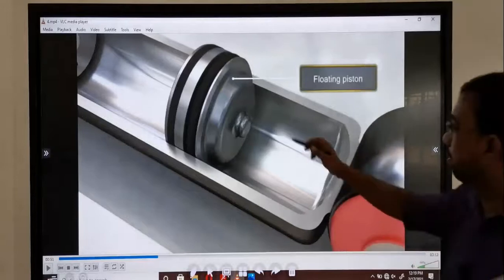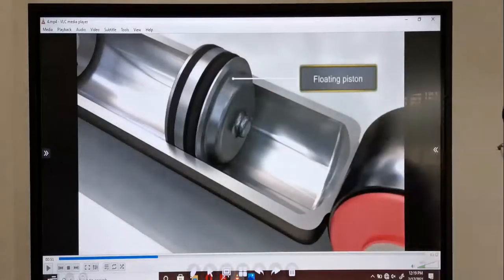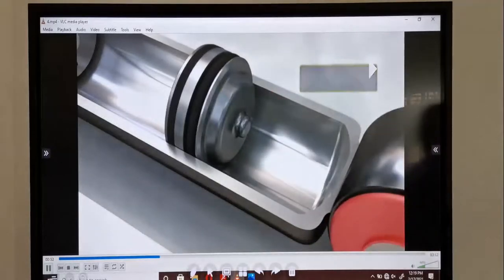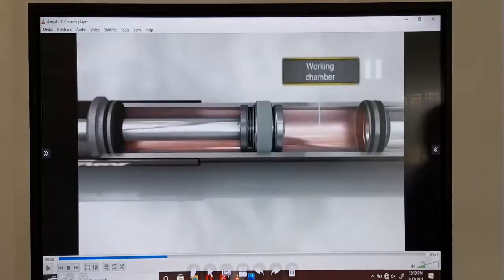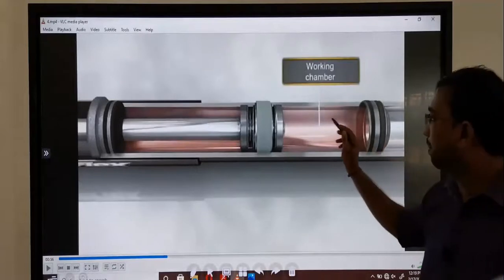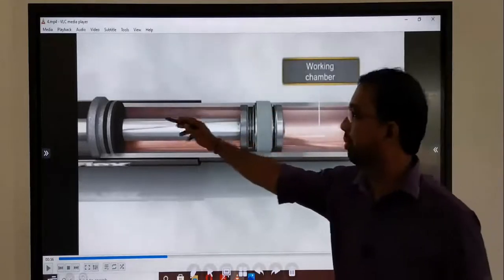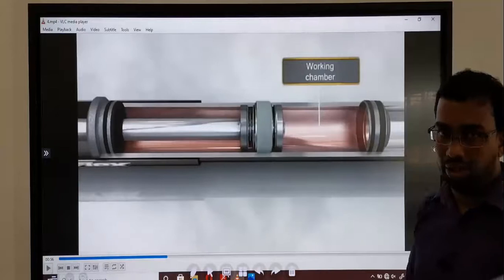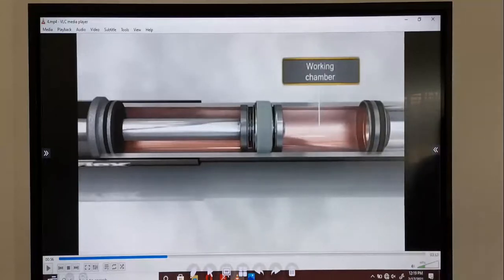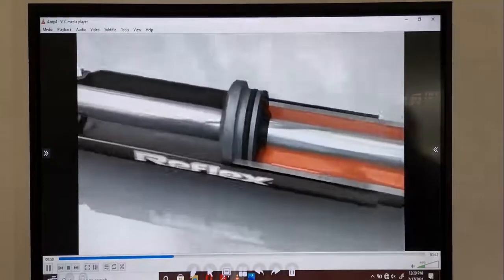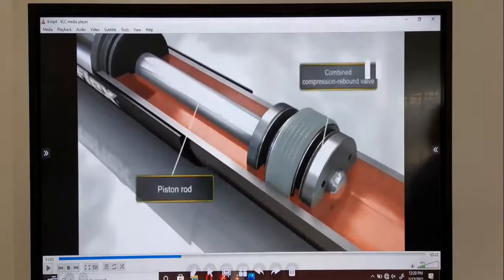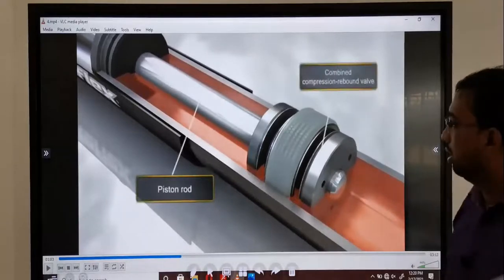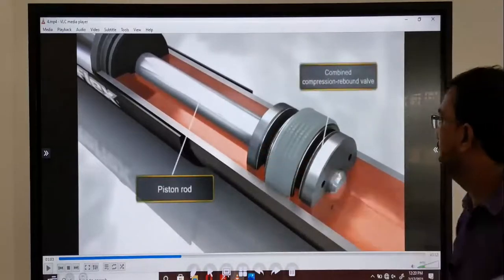So there is a floating piston. There is a piston, it's called the floating piston. This is the working chamber. This chamber is completely filled with hydraulic fluid, that means oil, and here there is a floating piston. So this is the piston rod.